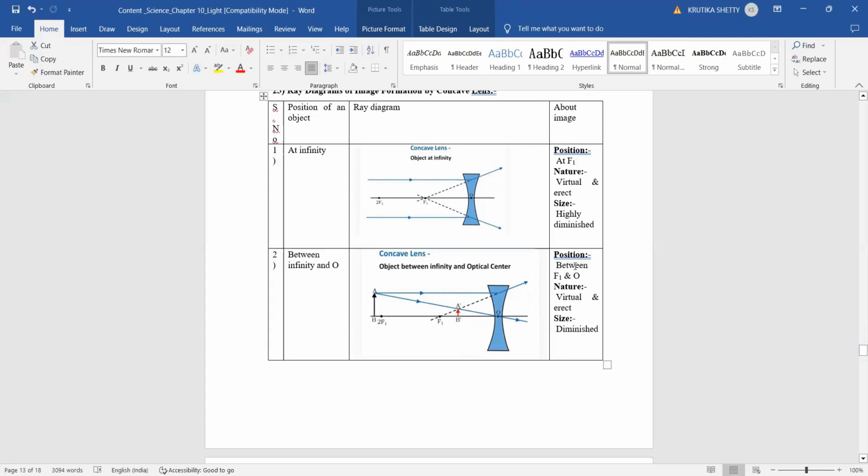Now to prepare the conclusion, in case of mirror, what did we say? Concave mirror, all the 5 cases, the image is real and inverted. Only for the 6th case, when the object is between the pole and the focus, the image is virtual.